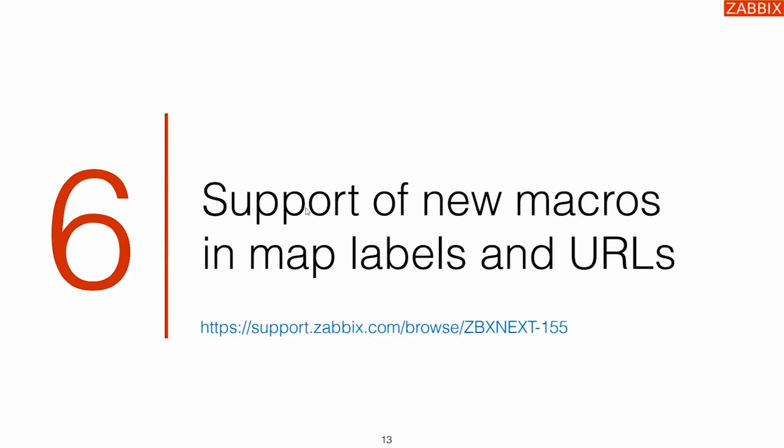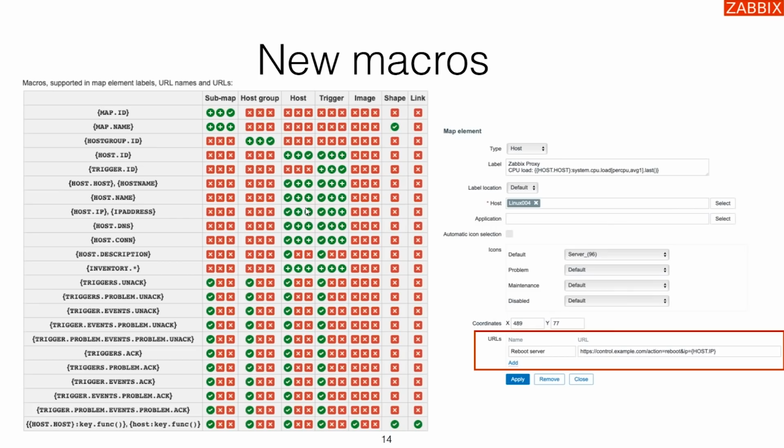So this will make it a lot easier to understand what exact values were received at some specific time. Then, support of new macros in map labels and URLs. The slide is pretty huge. I really suggest you open the documentation and in the search type "macros supported by location"; you will find a full page with all available internal macros in Zabbix and places where they are supported.